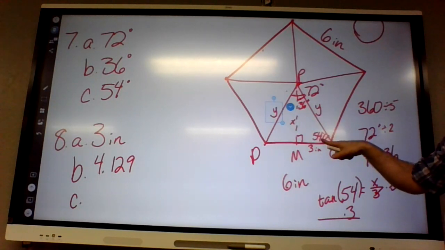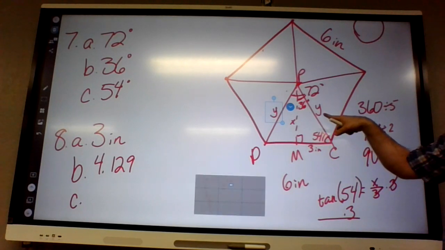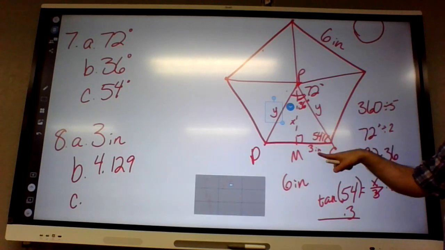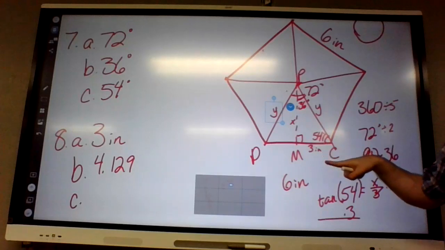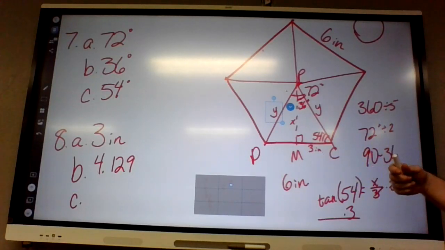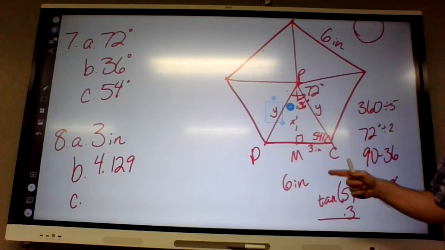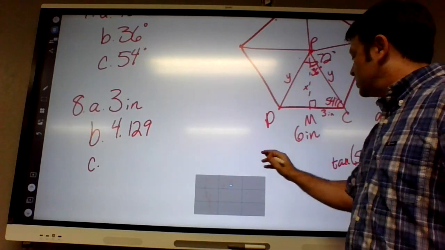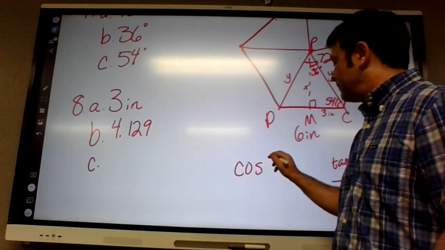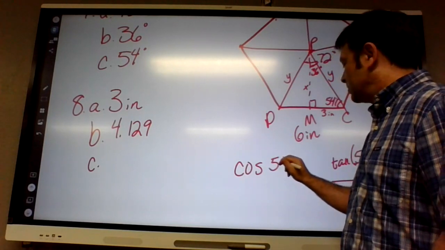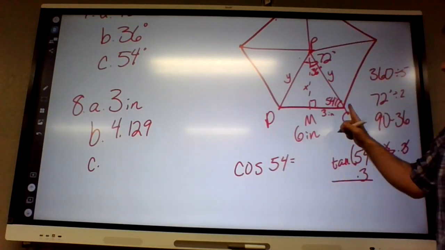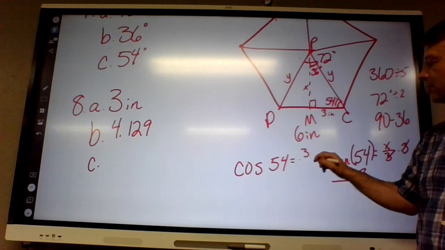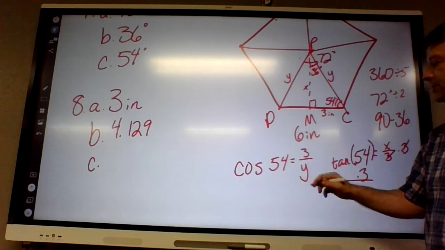So relative to this angle, I'm looking for the what? And I have the adjacent. Which trig function does adjacent over hypotenuse? Cosine. So it's cosine of 54 equals adjacent over hypotenuse.